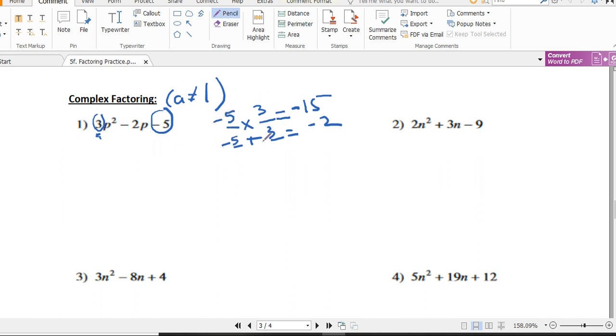Now, what do I do with those two? Well, since it's complex, I have to split the middle term into negative 5p plus 3p. Then I can copy the rest down. So if I copy that down, that becomes 3p squared, and that becomes negative 5. Then it's just a matter of factoring by grouping.